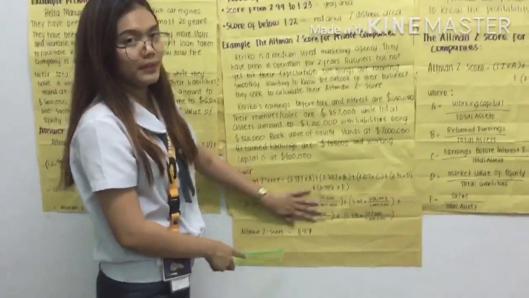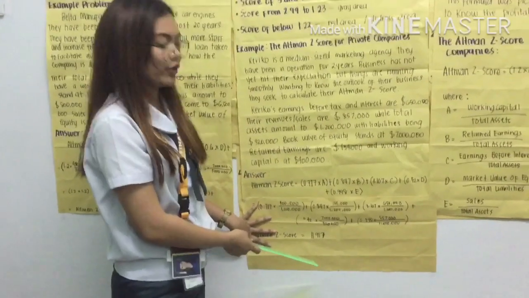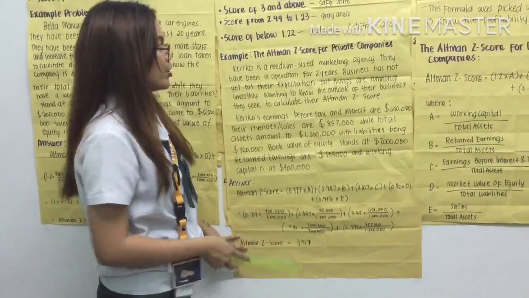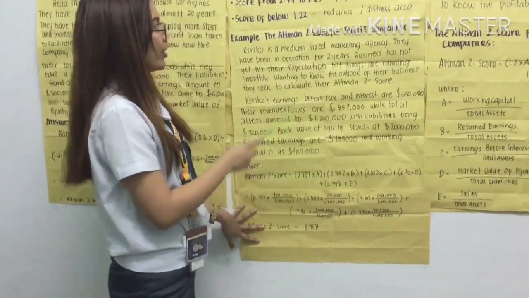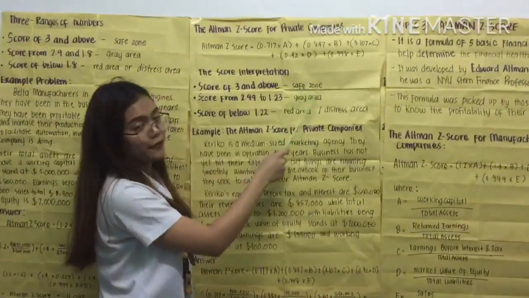So the answer will be 11.917, or 11.92. When we interpret the score, it is a score of 3 and above, so it is included here in the safe zone.